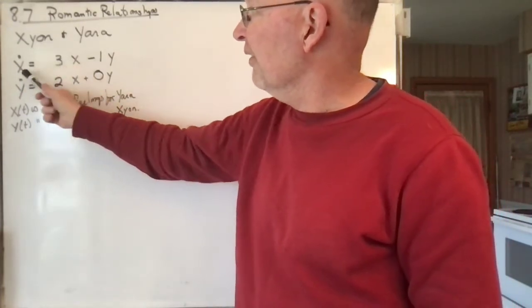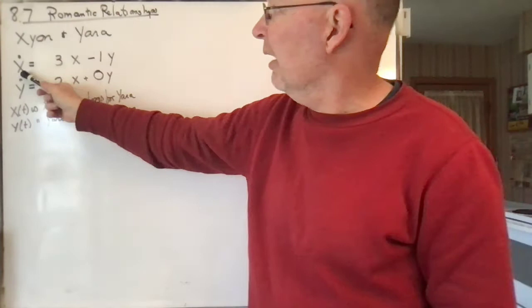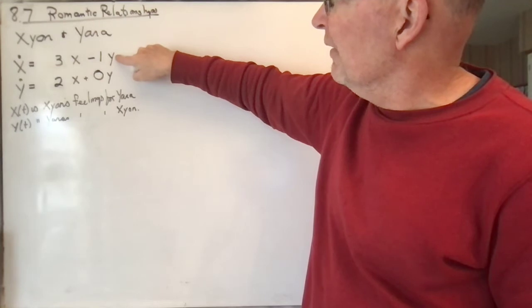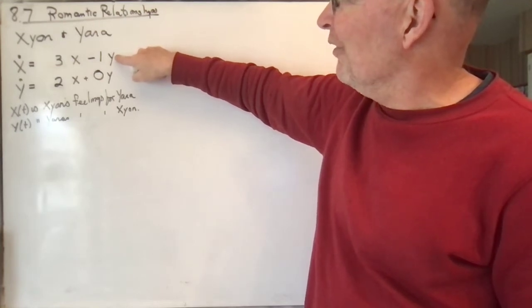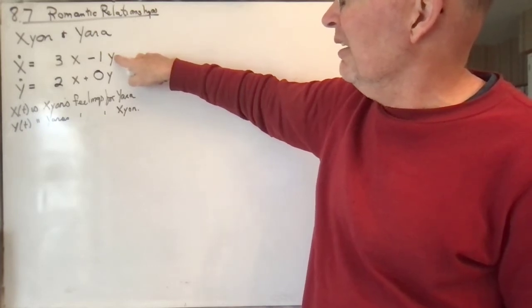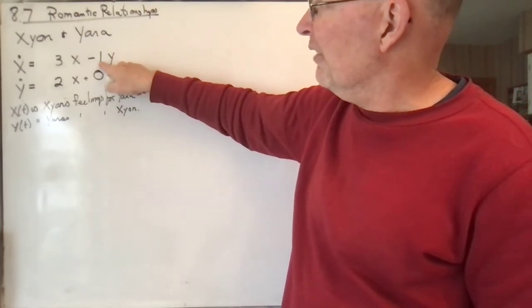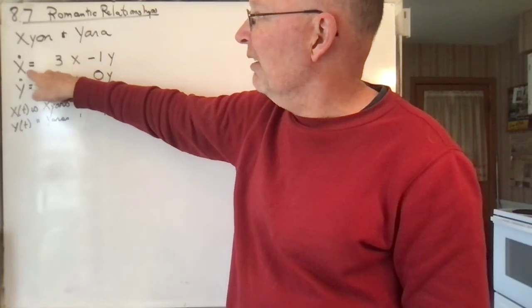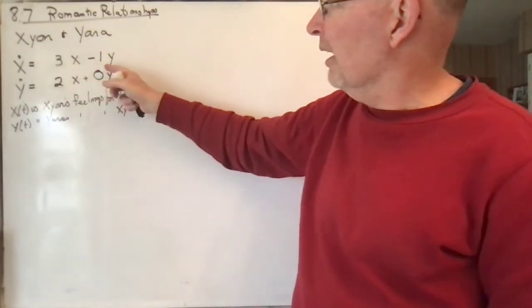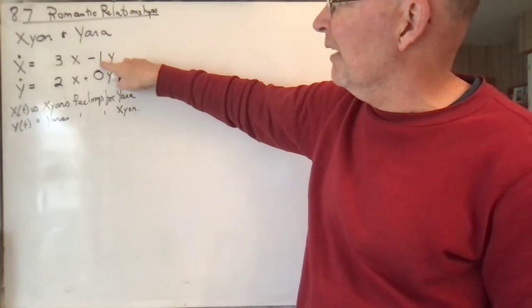So Xyon's present feelings affect how they're going to change. Yara's present feelings also affect how Xyon is going to change. Let's look at here. If Yara's present feelings are positive, if she loves Xyon, then what's going to happen? Positive times negative is negative, so that's going to be a negative contribution. That's going to tend to make Xyon go south. Okay? And conversely, if her feelings are negative, negative times negative is positive.